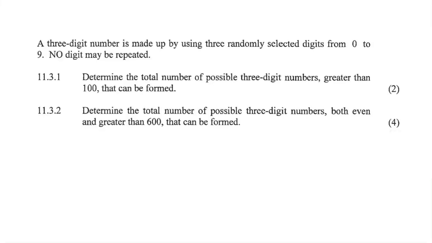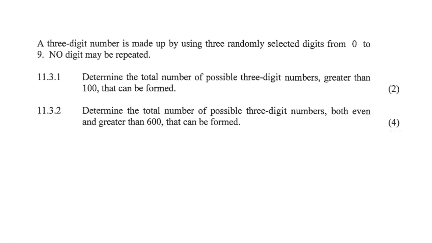Let's learn how to count. So we have a 3-digit number that is made up using 3 randomly selected digits from 0 to 9. No digit may be repeated. And 11.3.1 is saying, let's determine the total number of possible 3-digit numbers greater than 100 that can be formed.